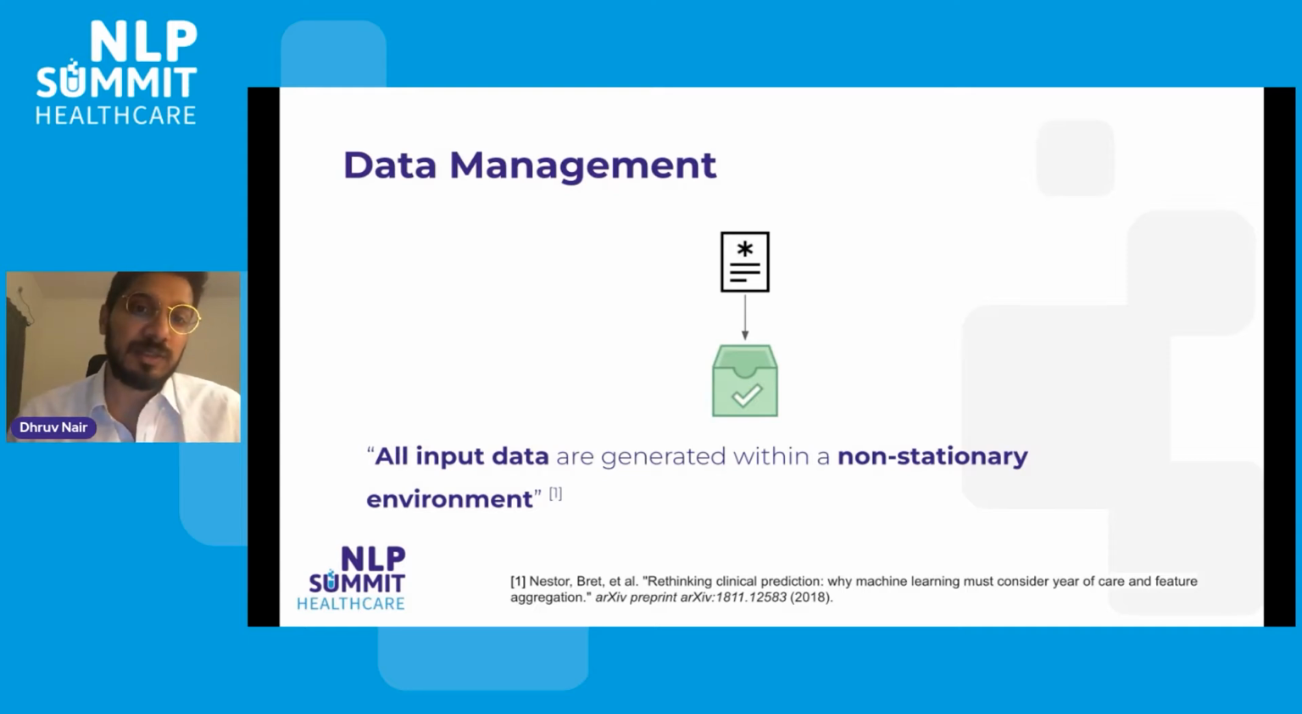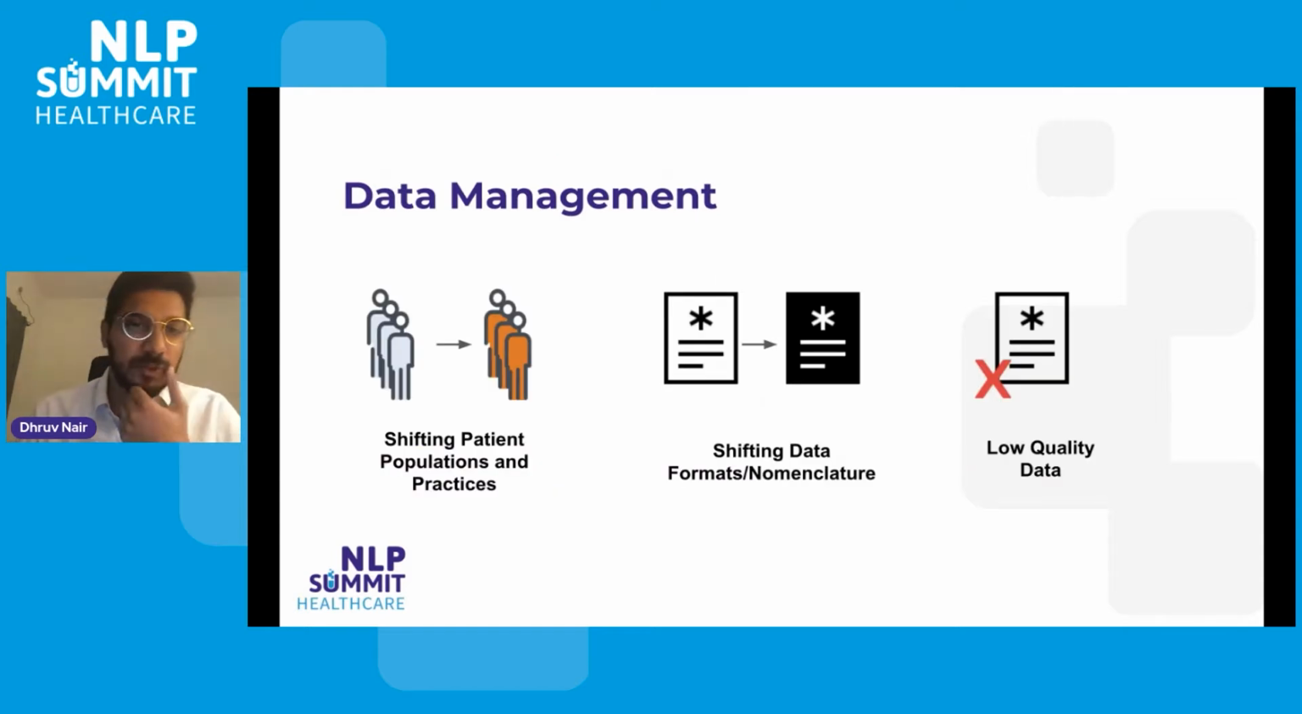Now, in the real world, data is rarely static. The environment in which we deploy our models and expect them to perform is non-stationary. And as a result, our data is shifting in many ways. So what are some of the ways in which data shifts? Specifically, what are some of the ways data shifts in healthcare?